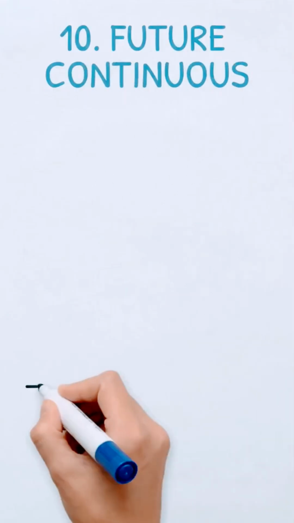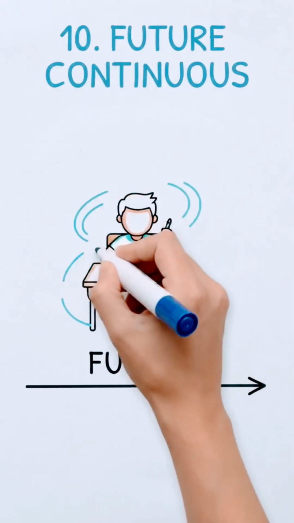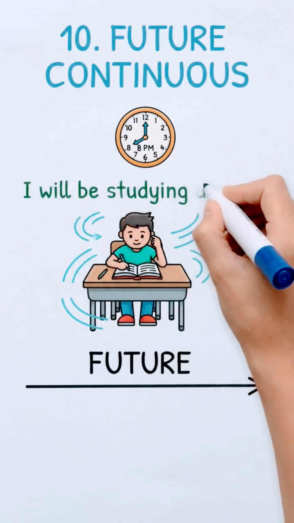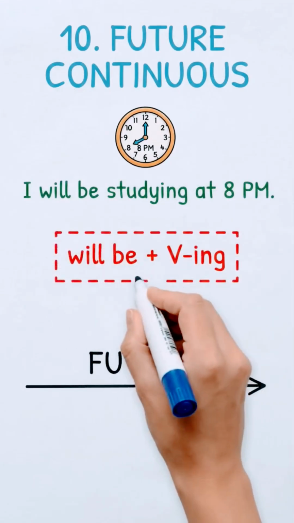Welcome to class! Let's look at the future continuous. Imagine 8 p.m. tonight. You will be studying. So we use will be plus verb-ing.